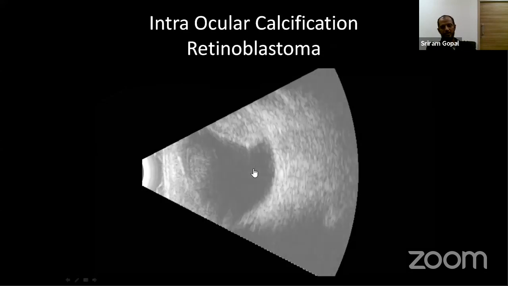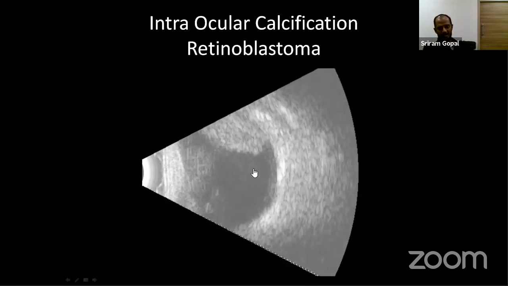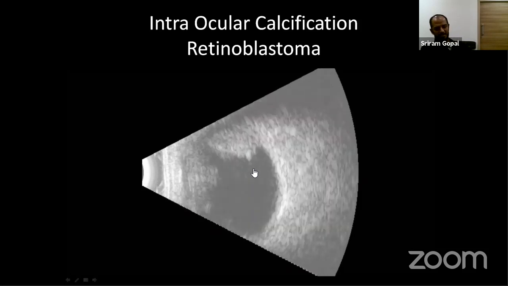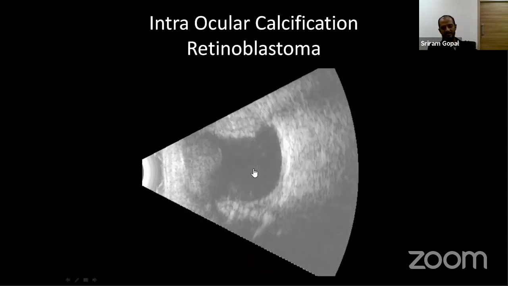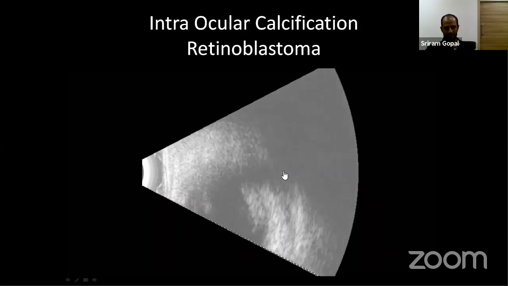Next, we move on to intraocular calcification. Retinoblastoma is the most ominous intraocular calcification you can expect. So there's a large mass with very high reflective echoes. I will try to freeze in one frame.